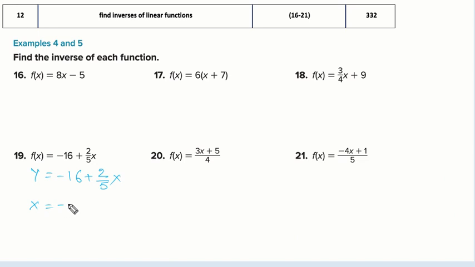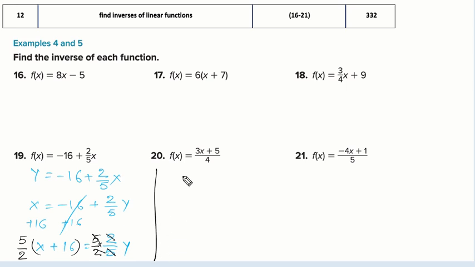Replace x: x is equal to negative 16 plus 2 over 5y. Add 16 to both sides. x plus 16 is equal to 2 over 5y. Now the next step is to multiply with the opposite reciprocal. Always use parentheses here. Okay, 5 cancels, 2 cancels.